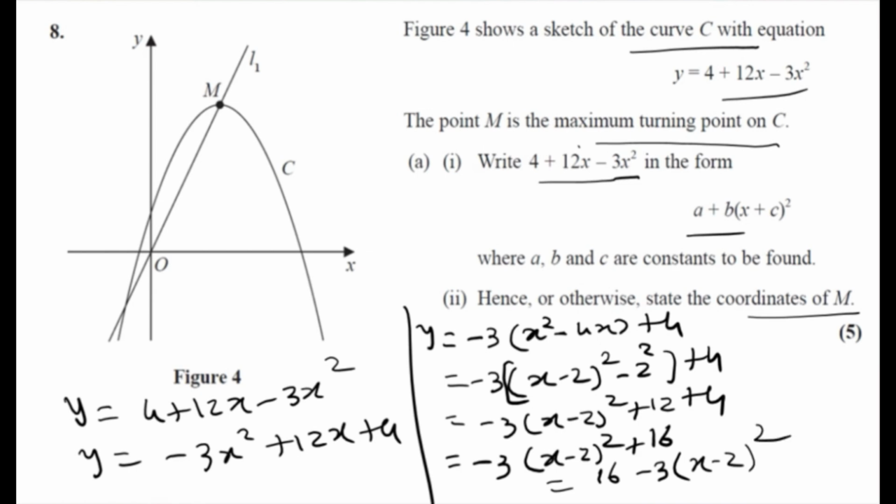Now to find the coordinates, we know this is my −p and this is my q. So I know my coordinate is (2, 16). So these are the coordinates of this. From here you can find −p = −2, so p = 2 and q = 16. So these are the coordinates of the turning point.